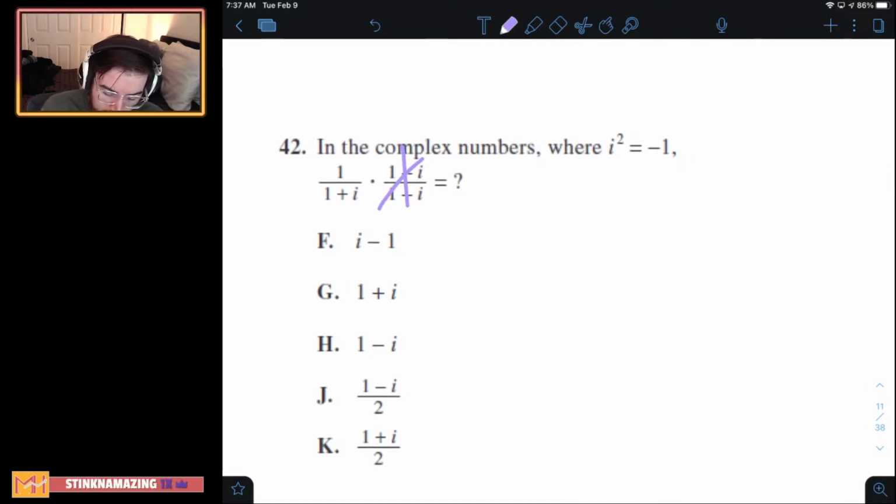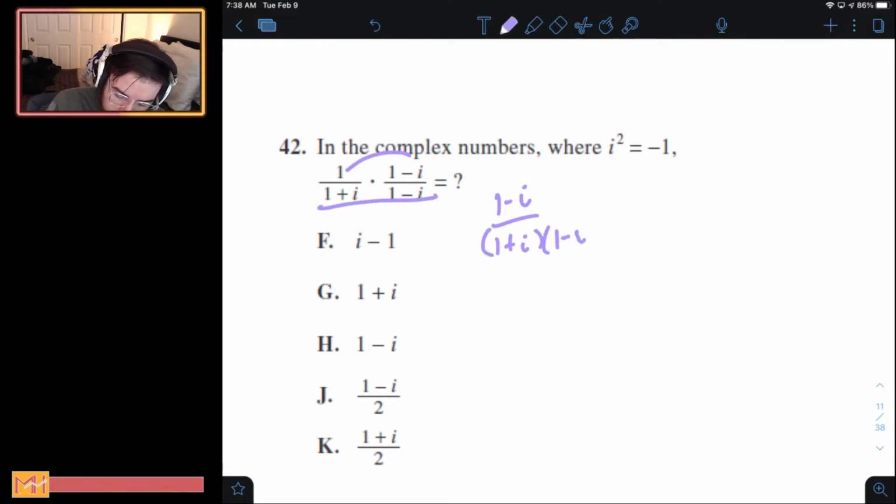This times 1 on its own isn't showing up as an answer, so there's some sort of trickery happening. Let's go ahead and multiply it together. I gave it a shot, but it didn't work. If I multiply it together, I'm going to have 1 times this, which is just 1 minus i, and then 1 plus i times 1 minus i on the bottom.